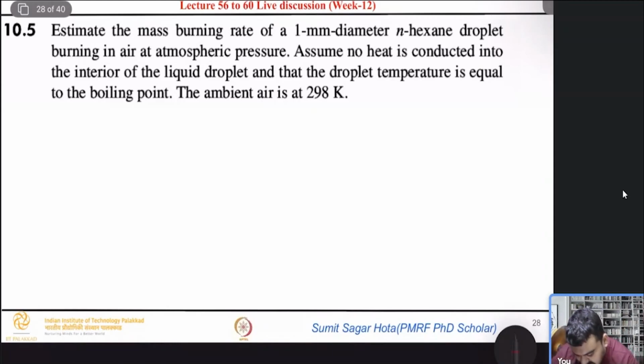Okay, estimate the mass burning rate of a 1 mm diameter N-hexane droplet burning in air at atmospheric pressure, assuming no heat is conducted into the interior of the liquid droplet and that the droplet temperature is equal to the boiling temperature. The ambient air is at 298 Kelvin. Okay, you have to solve this question. I think most probably this is the last question.